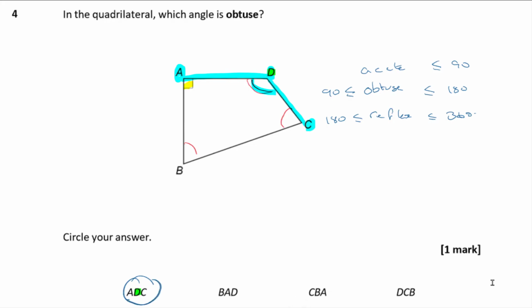So the D is in the center, and then either side of it, you've got where the arms are going. So it's going out to A and to C. Okay, that's how you label them up.